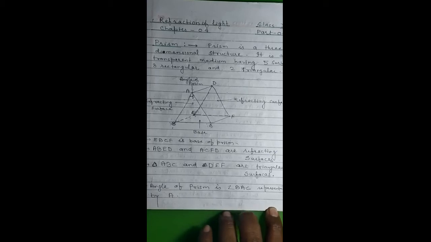Hello children, today we will study about prism, refraction of light through prism and factors affecting the angle of deviation of light in prism. So prism is a three-dimensional structure. It is a transparent medium having 5 surfaces, 3 rectangular and 2 triangular surfaces.